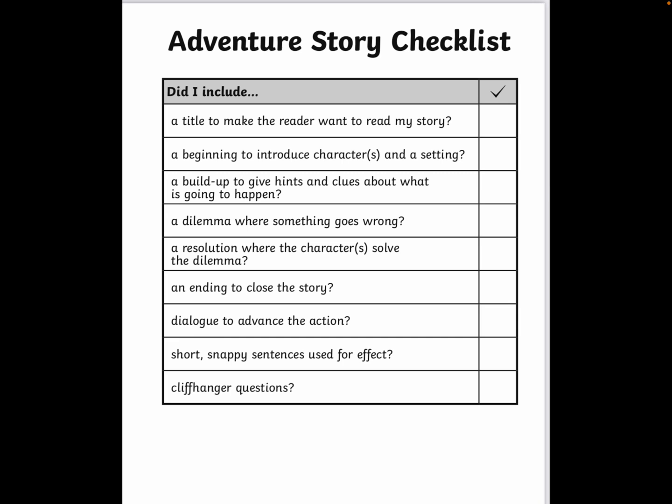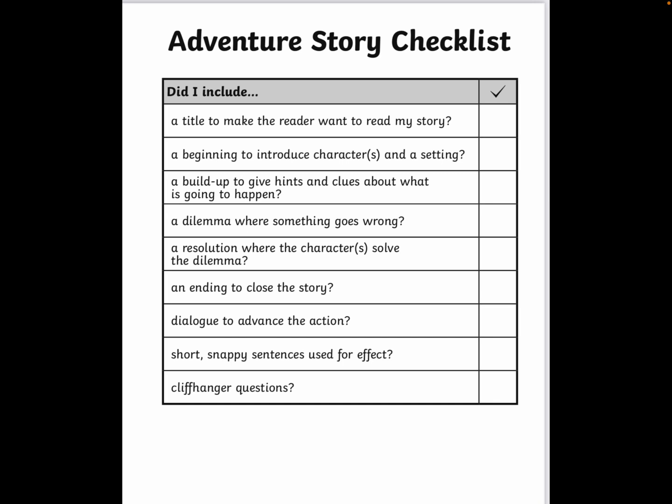Then we have that dilemma. Something goes wrong. The plan is not completely working as it should. So then we have to think about how our character will resolve that. Your resolution is where your character sorts out that problem. Yesterday I suggested that maybe they'd have to fight a dragon, and that's the big dilemma. And then maybe that battle with the dragon might be your resolution. Or it might be a resolution where you've had to trick somebody so that you can escape their wrath.